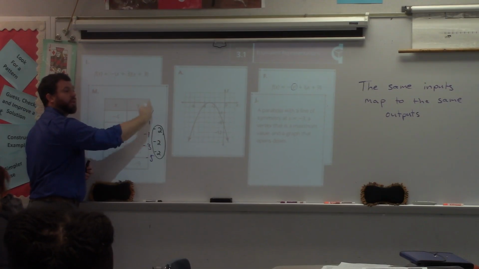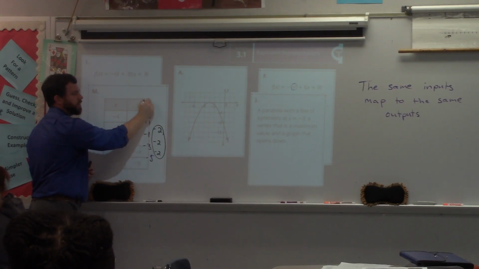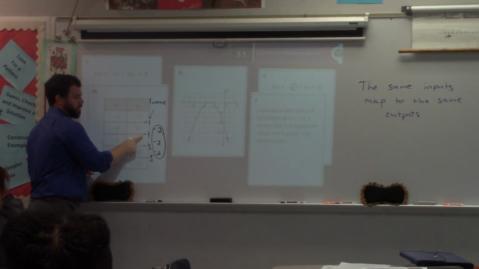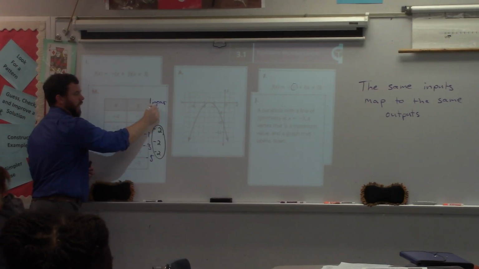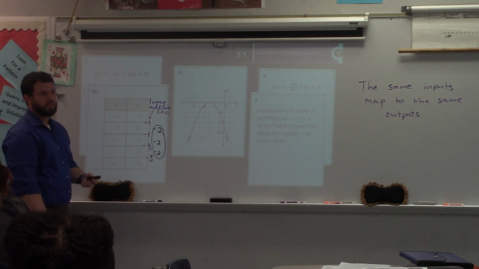What type of function had a constant additive rate of change? A linear. So what is this rate of change? Linear, what are we doing? Adding. So linear additive rate of change. And this is what type of function? Quadratic. Let's continue to see this.